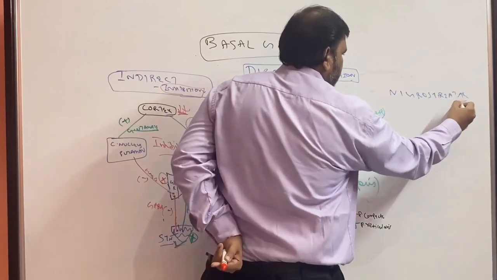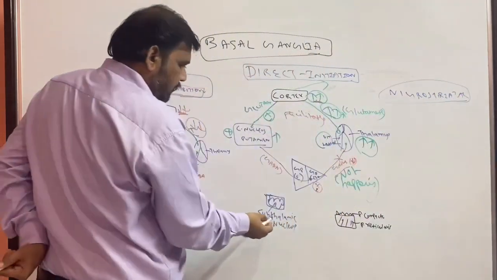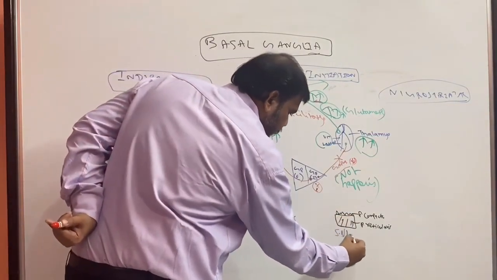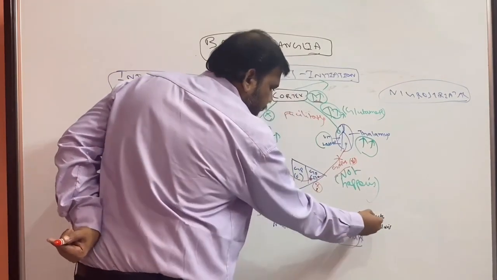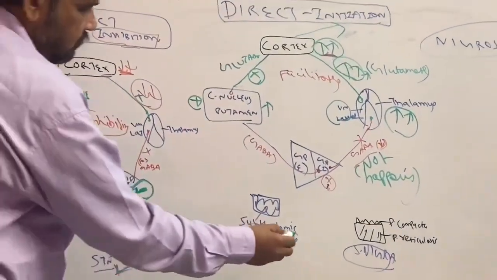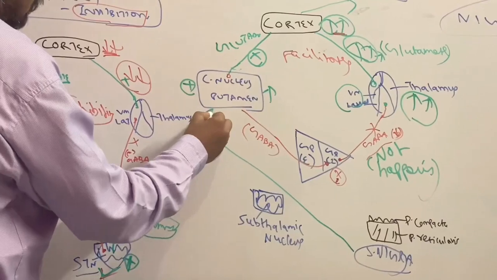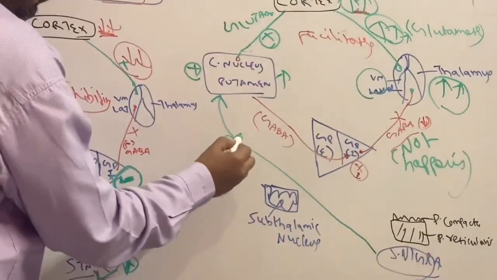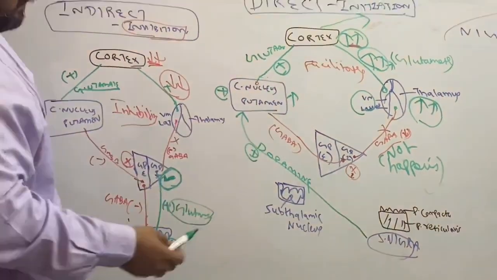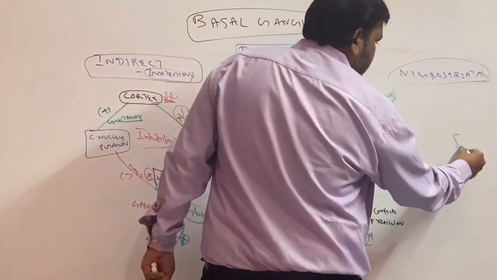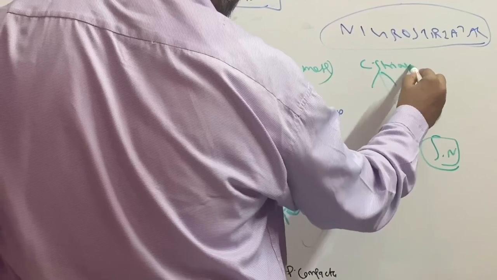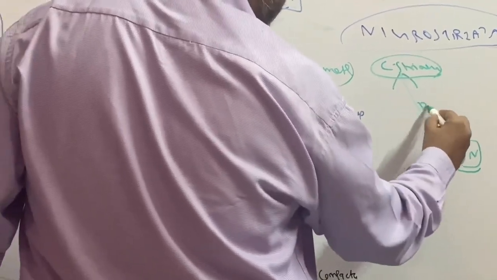Nigrostriatal pathway. So as the name suggests, from substantia nigra. This is substantia nigra, which is divided into pars compacta and pars reticularis. So from substantia nigra to corpus striatum, plus usually dopamine. I have drawn it here itself. Actually I have to draw separately. Again I will draw, no problem. From substantia nigra to corpus striatum. So dopamine plus.